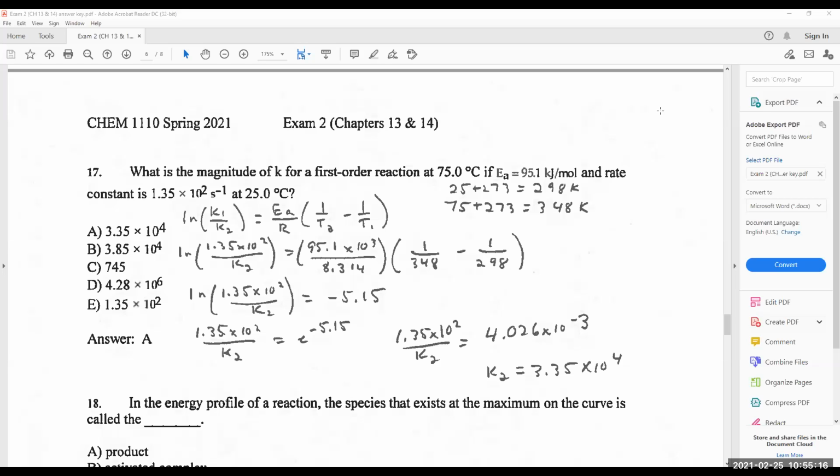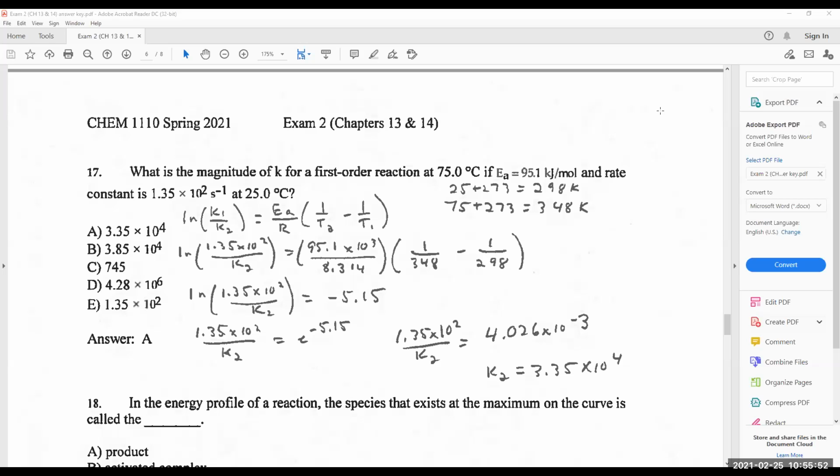and that's the natural log of K1 divided by K2 equals activation energy over R, times 1 over T2 minus 1 over T1. The key here is making sure you match up the T1 with the K1 and the T2 with the K2, and also remembering that in terms of units, the temperature has to be switched into Kelvin from degrees C. So we'll change our temperatures into Kelvin. 25 is 298 Kelvin, 75 is 348 Kelvin.